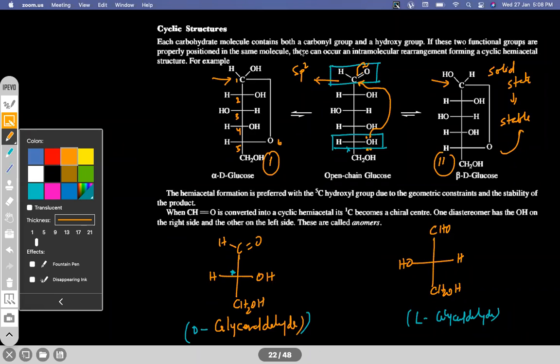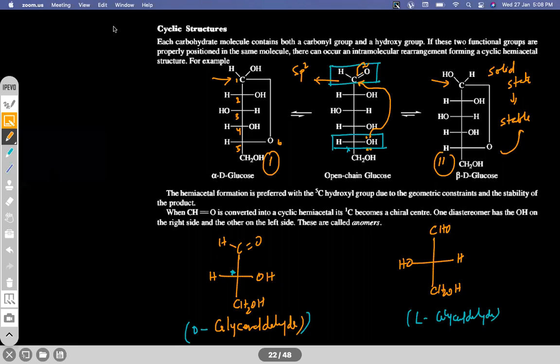Each carbohydrate molecule contains both a carbonyl group and a hydroxy group. If these two functional groups are properly positioned in the same molecule, then there can be an intramolecular rearrangement forming a cyclic hemiacetal structure. Why is it called a hemiacetal structure? Because it has both OH and OR group present over here. If both groups are OR, what is the structure called? Acetal structure, correct? When we have OH and OR on the same carbon, it is a hemiacetal structure. If both are OR, then it is an acetal structure, okay?